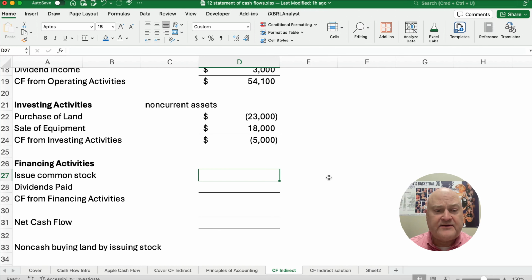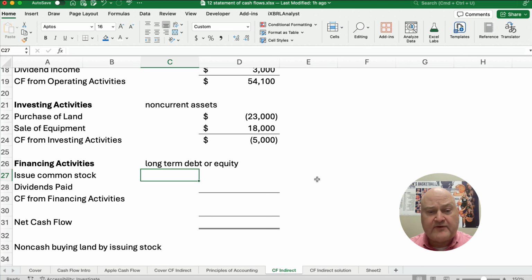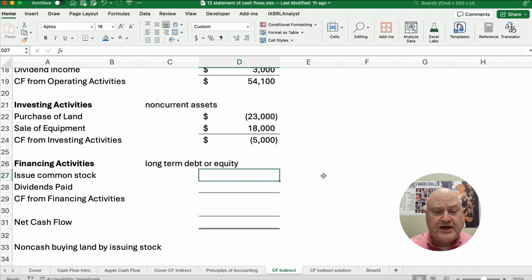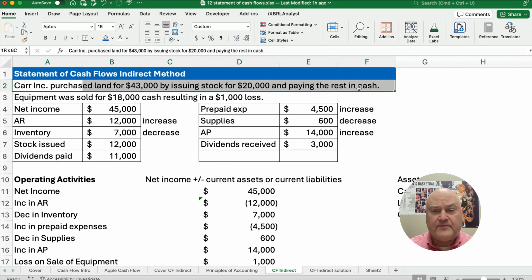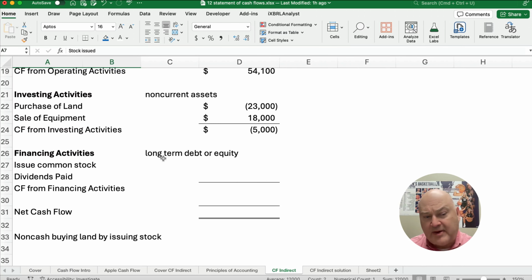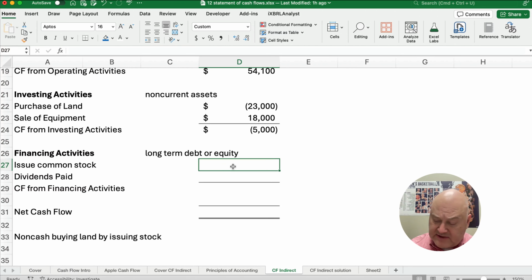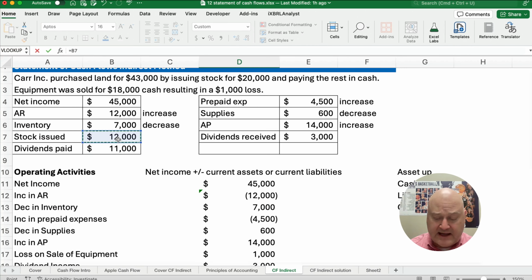All right, the last section is financing activities. So financing activities relates to anytime we have long-term debt or anytime we have stockholders' equity. And shareholders' equity, whatever, I'm just going to call it equity. So we issued common stock. Now, this is not the issuing common stock up here. That's a different transaction, but we issued common stock in the amount of $12,000. Now, did we receive more cash or did we pay cash? Well, we received cash, so that's going to be a $12,000 plus increase in cash.